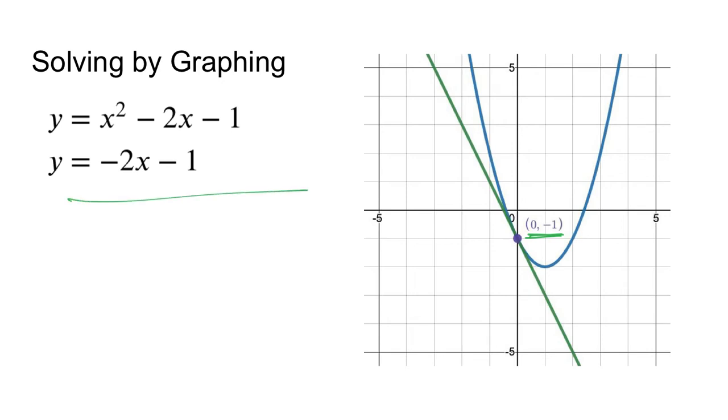And real quickly, if we wanted to check that solution, we could take the point 0, -1 and plug it back into both of my equations, which is what I'm going to do right now. And you'll see that when I do that, both equations are satisfied by the coordinate pair 0, -1.